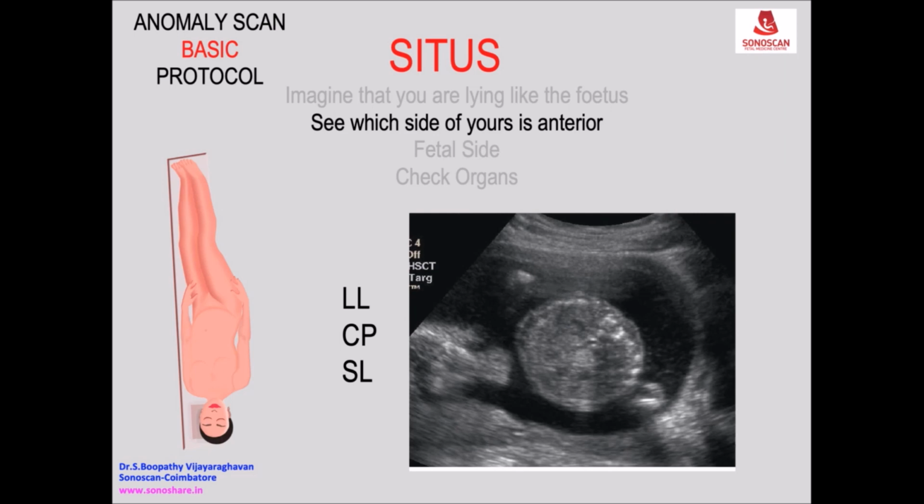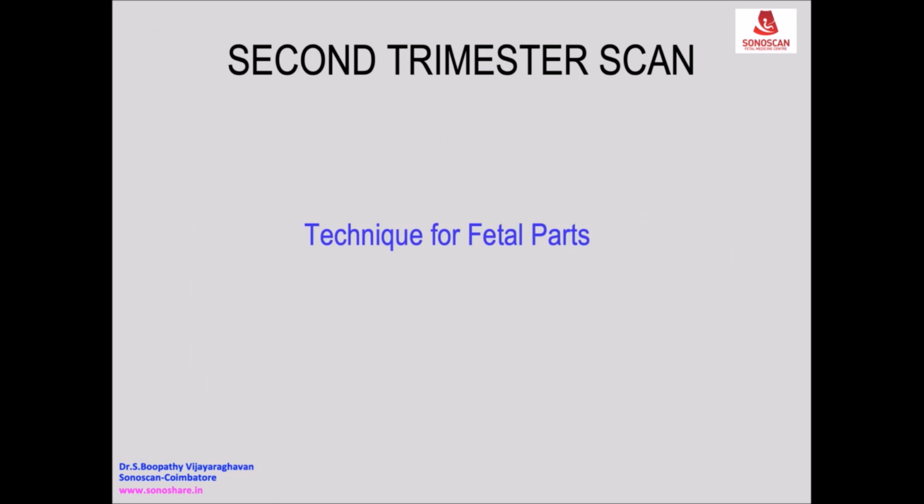And coming to the example of the situs, first identification of the side, the steps involved, like this it is shown. You imagine that you are lying like the fetus and which side is up, anterior, so that is right, and that is put on the image. Like this the various fetal positions are explained.